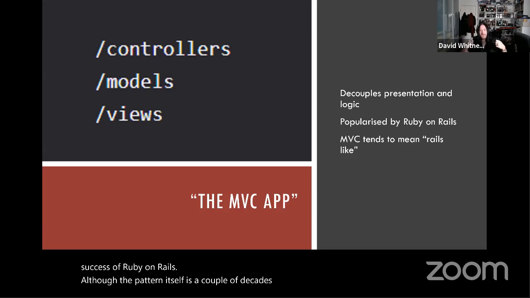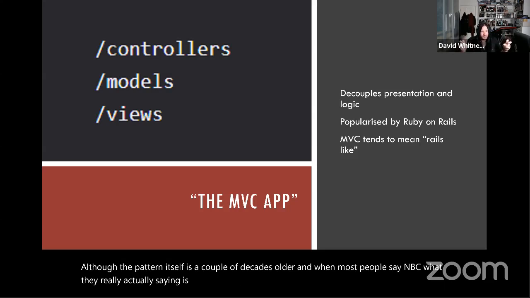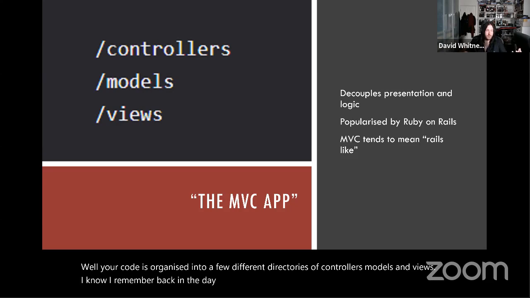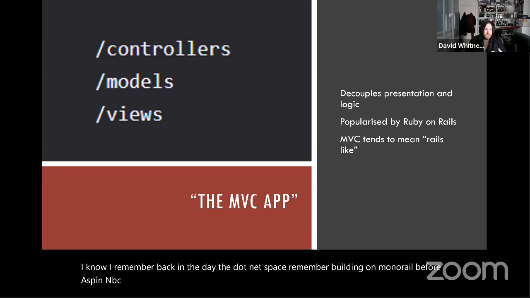And when most people say MVC, what they're really saying is a Rails-like app, where your code is organized into a few different directories of controllers, models, and views. I remember back in the day in the .NET space, building on Monorail before ASP.NET MVC was a thing. And that was very specifically a Mono clone of Rails. It was kind of in the name.